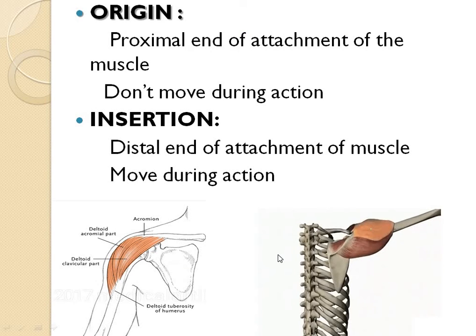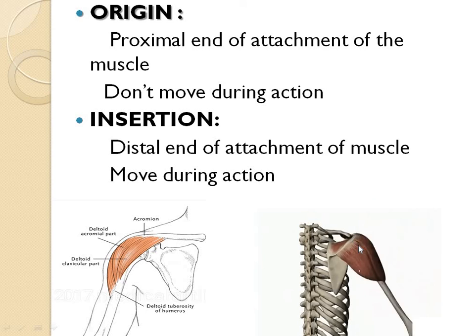Origin. Origin means the proximal end of attachment of muscle that does not move during action. See, this part does not move. Okay, that is the origin. Insertion. Insertion means the distal end of the attachment of the muscle that moves during action. This end is the insertion that moves during action.